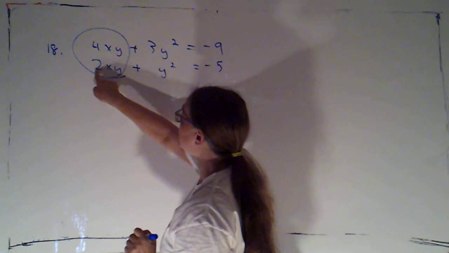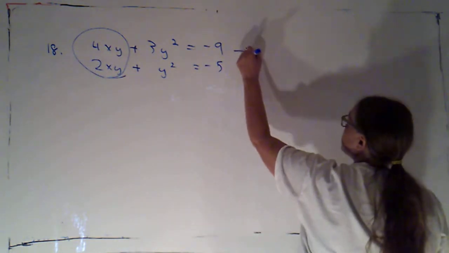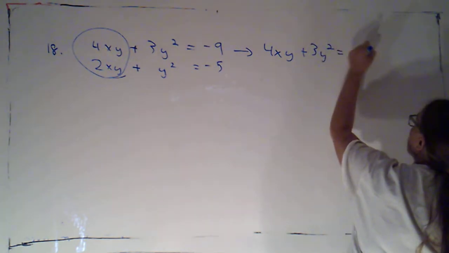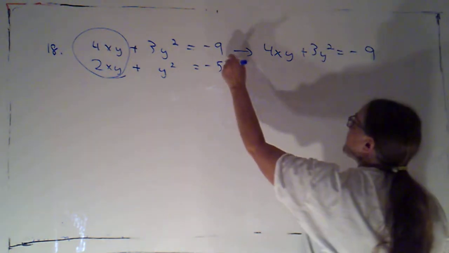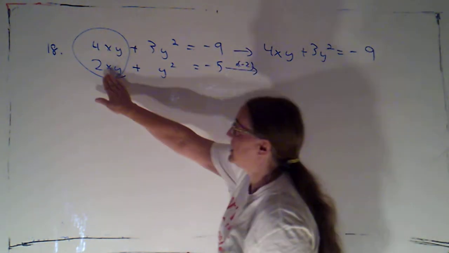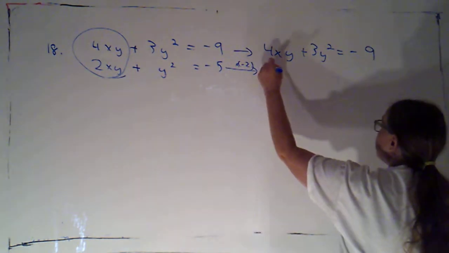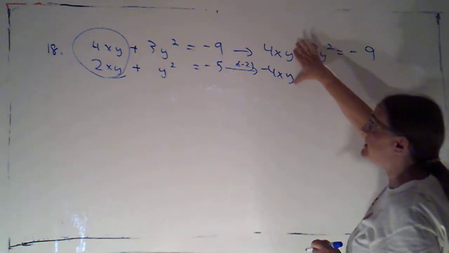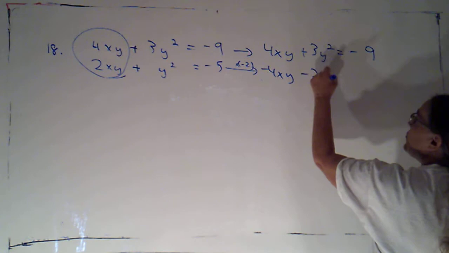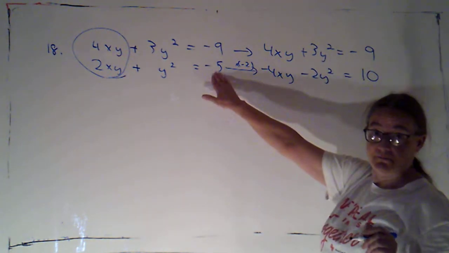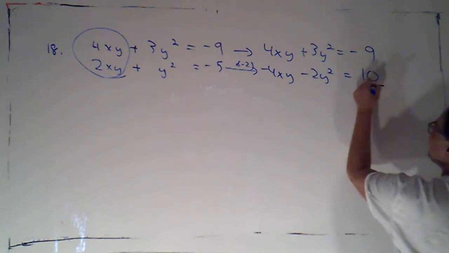Since 4 is a multiple of 2, I can keep that first equation the same. 4xy plus 3y squared equals negative 9. I'm going to multiply this equation by negative 2. That's going to make this negative 4xy, so that I've got the opposite number of xy's. Then minus 2y squared is going to equal positive 10. Okay, that sign changes too.